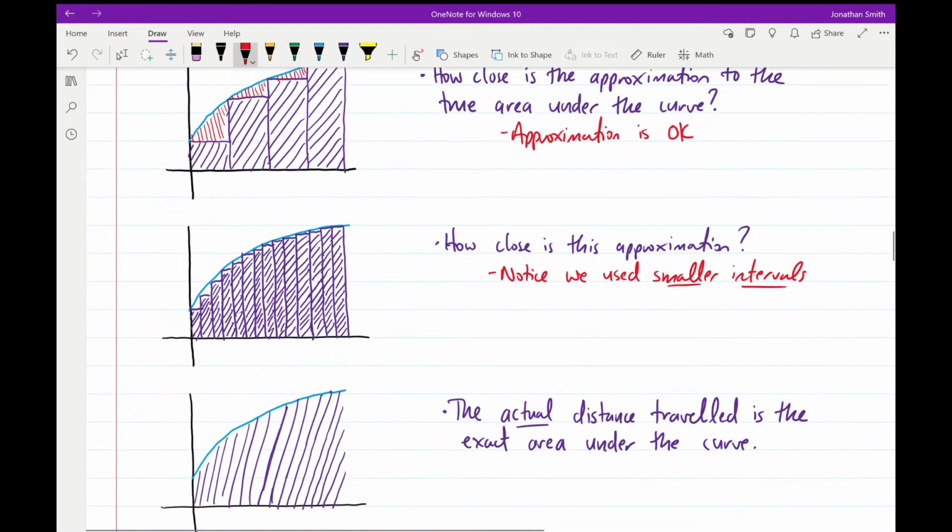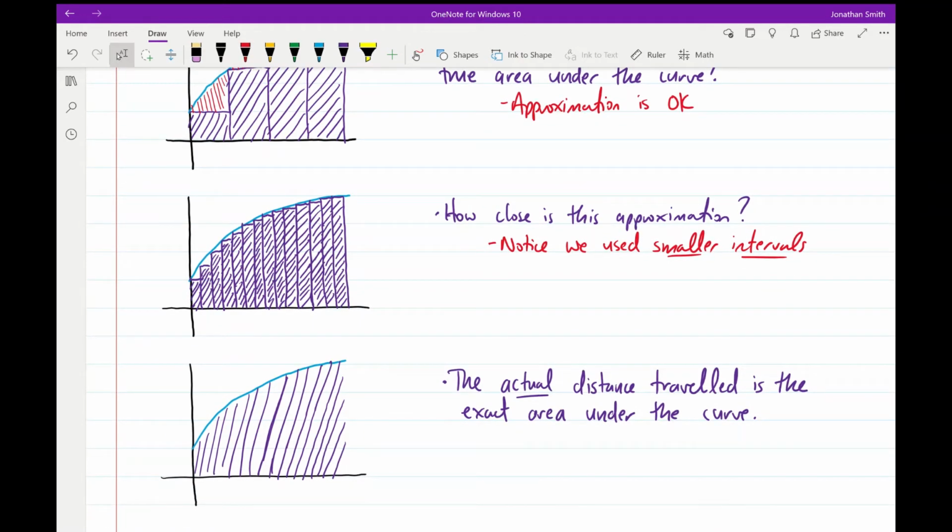In the next example, we have the same velocity curve, but this time we're using a bunch of different rectangles. I don't even know how many it is, maybe 15 or something.